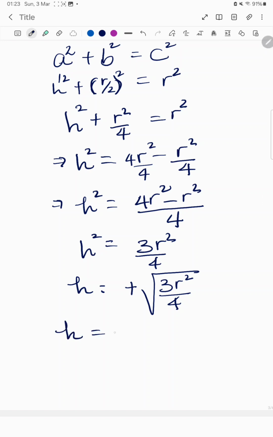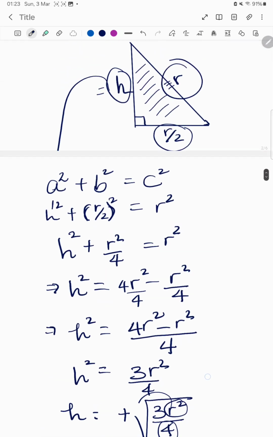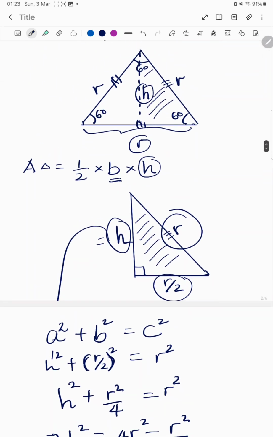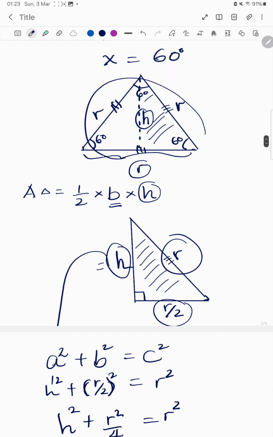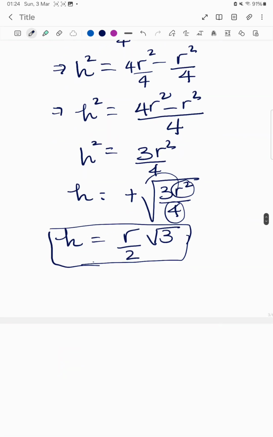So h is equal to r square comes out to be r, 4 comes out to be 2, because 2 times 2 is 4, and r times r is r square. Root 3 remains here. This is now the value of h. The next thing is we are going to apply the area of this equilateral triangle, which is half times the base, which is r, times the height, which we have down there.